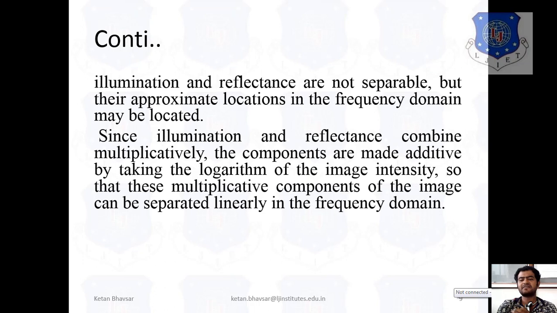Since illumination and reflection combine multiplicatively, the components are made additive by taking the logarithm of the image intensity, so that this multiplicative component of the image can be separated linearly in the frequency domain.